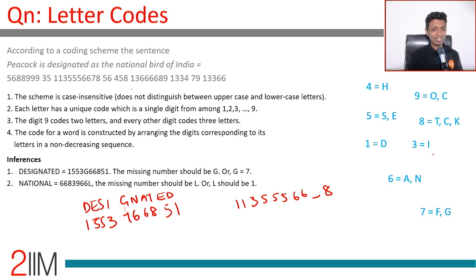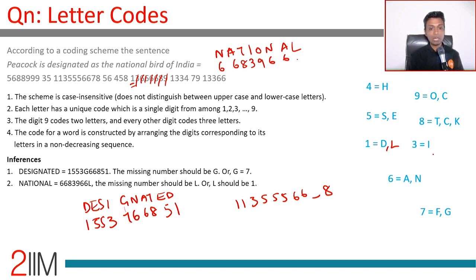Now we go to national. N-A-T-I-O-N-A-L. N is 6, A is 6. So 4 6s in a row in national. These 4 have been accounted for. I is 3. This 3 has been accounted for. O is 9. That means this 9 has been accounted for. T is 8. This has been accounted for. L has to be 1. Or 1 is D and L.